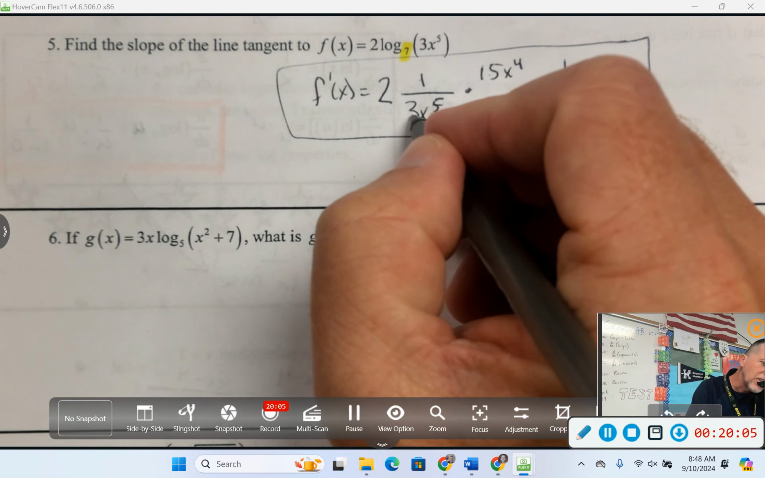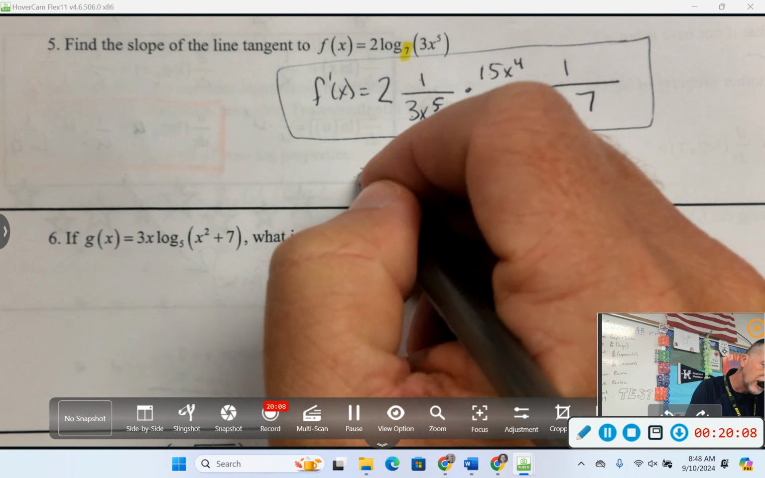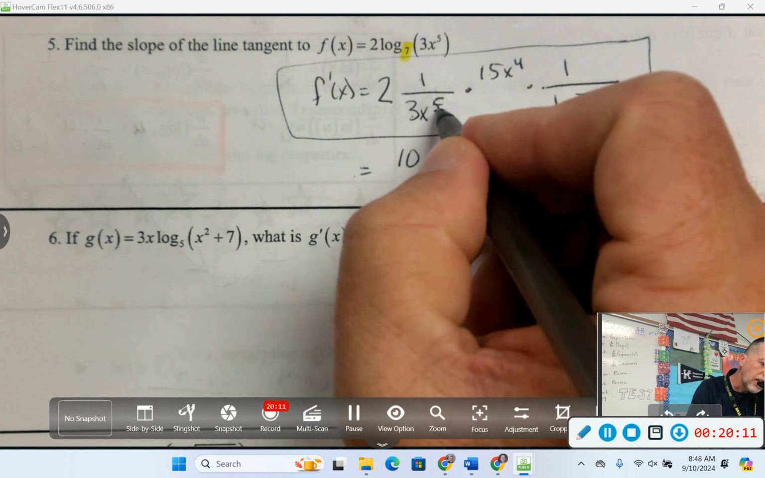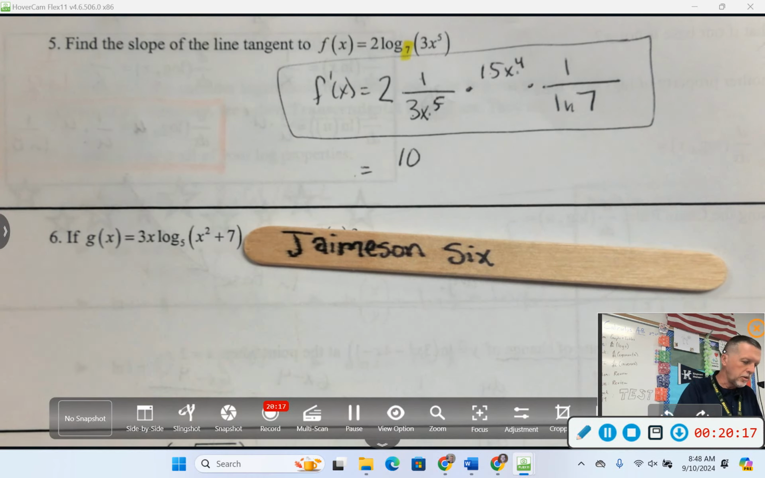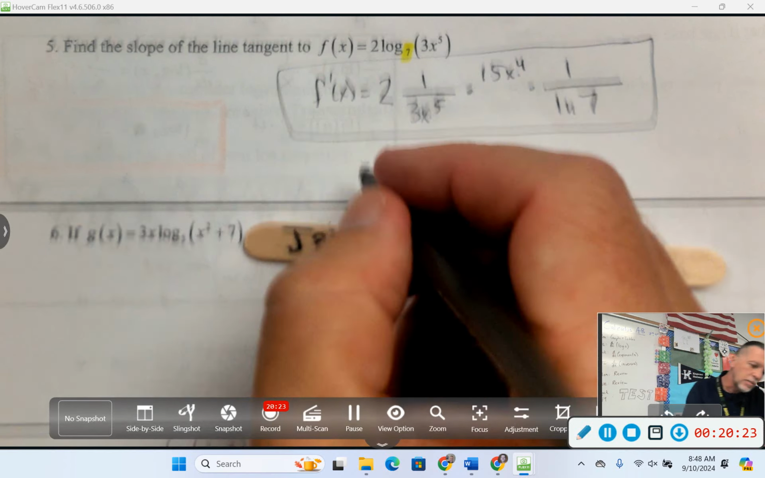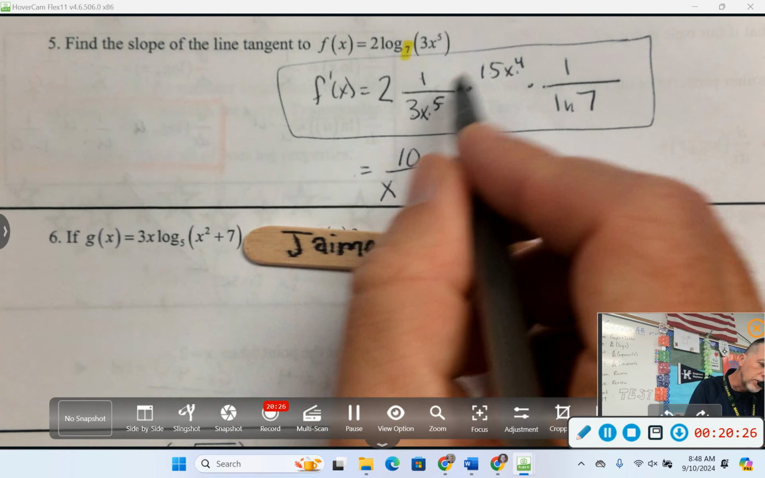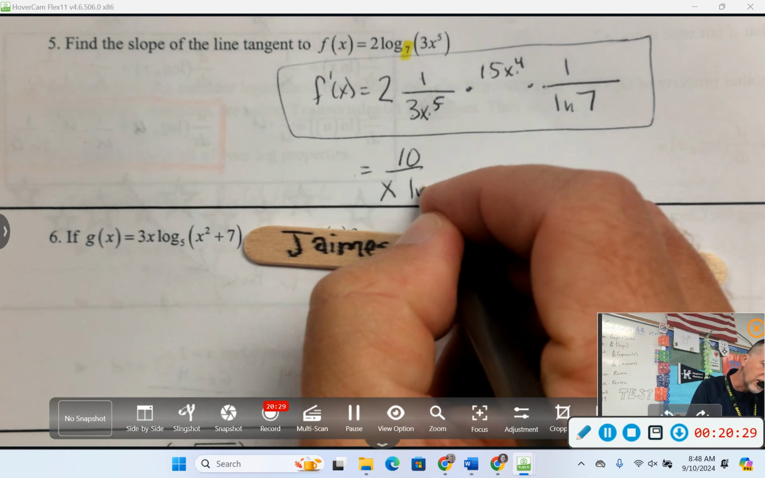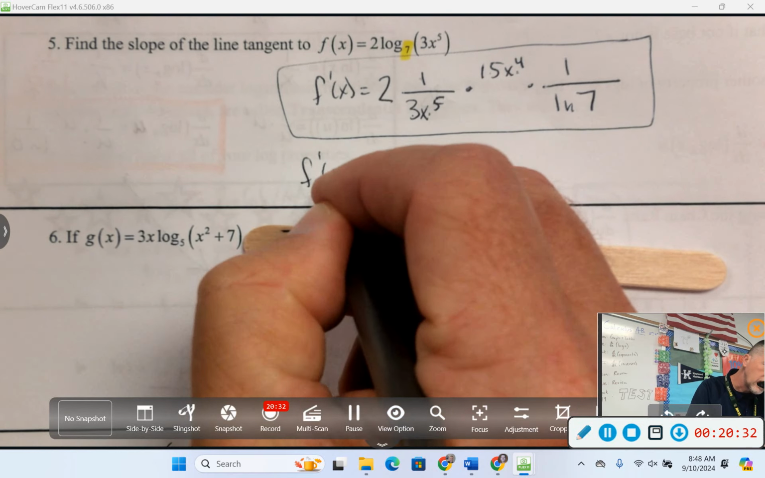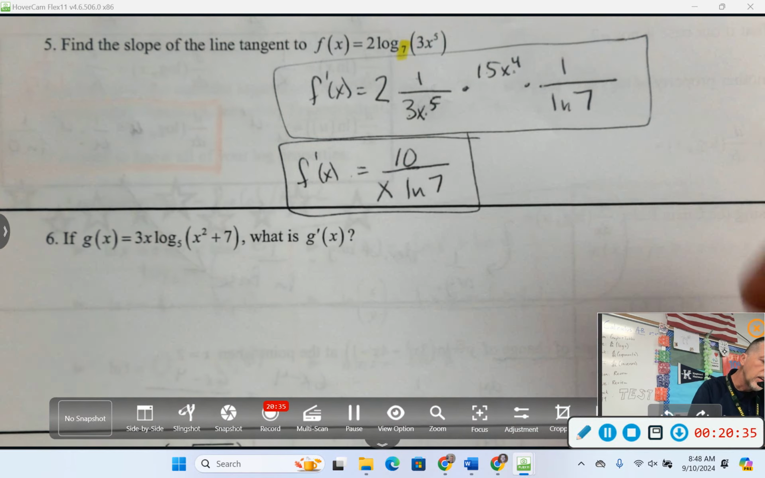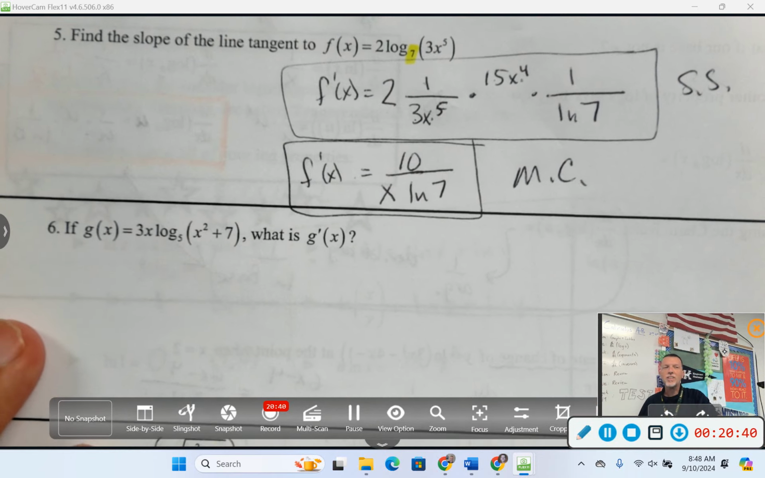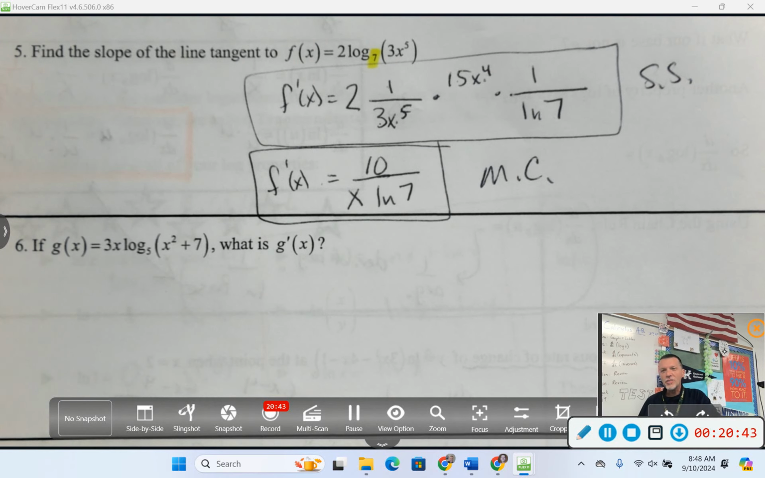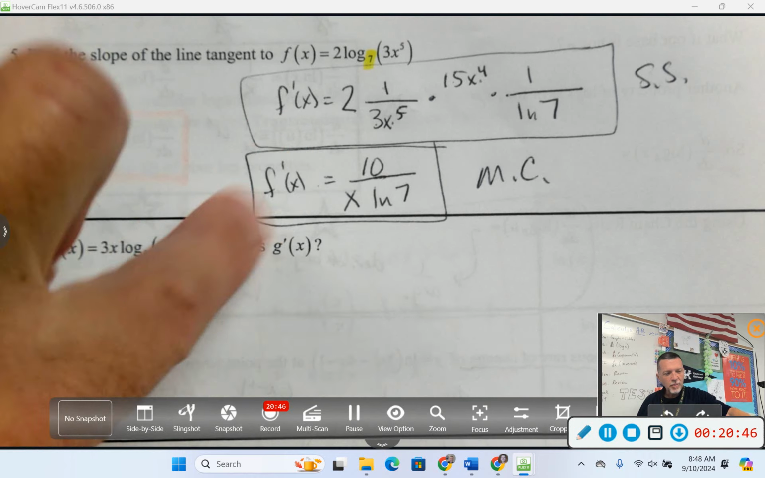Let's see. 15 over 3 is 5. Times 2 is 10. x to the 5th in the bottom, x to the 4th in the top. So what happens? What am I left with, and where are the x's, Jameson? The x in the bottom. So that took care of the 2, the 3, the 15, the x's, and then there's a natural log of 7 in the bottom as well. So that's a pretty significant difference from the safe stop to the multiple choice answer. Again, nothing wrong with safe stop, but you need to be able to get from safe stop to the multiple choice.